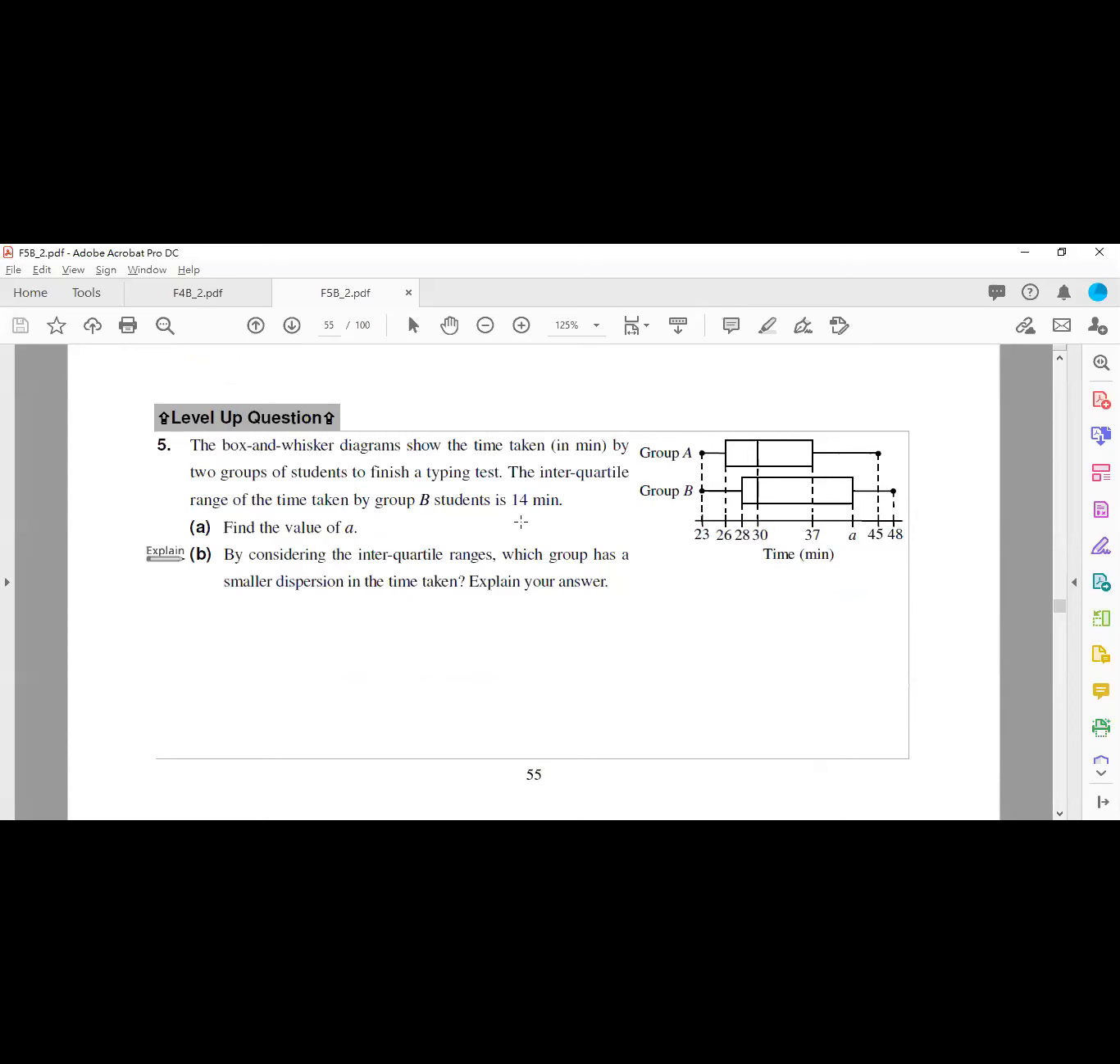Interquartile range of the time taken by Group B students is 14 minutes. So Group B's interquartile range is equal to 14 minutes. But what is interquartile range? How to calculate the interquartile range? It is by calculating Q3 minus Q1. Okay, which means that for Group B, Q3 minus Q1 is equal to 14 minutes.